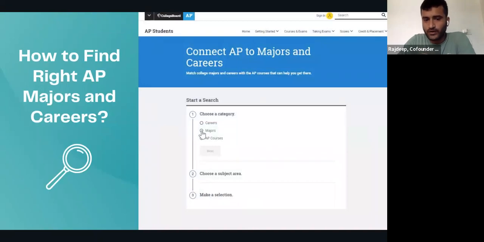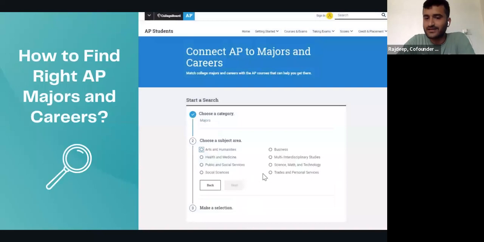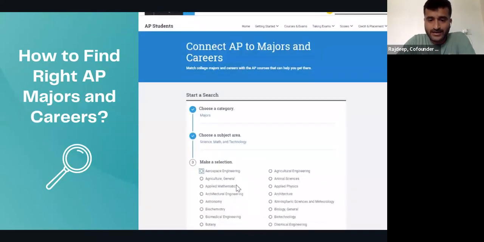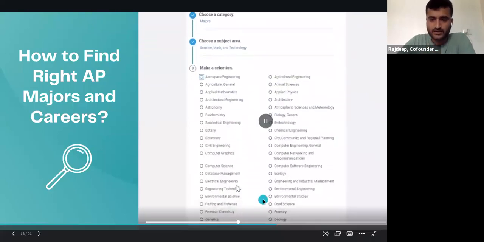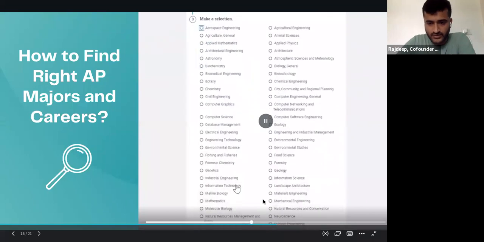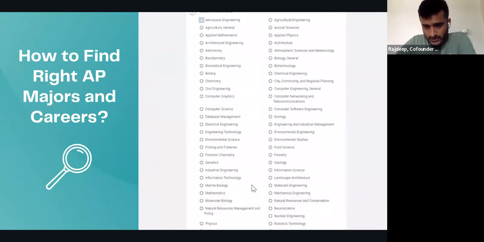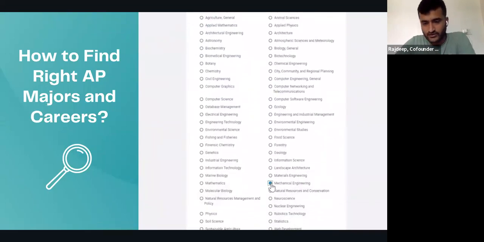There is this link, and we'll provide you this link. I can choose a category saying major. I can select a subject area, and let's select science, math, and technology for today. These are the different options. Let me select something, let's say mechanical engineering. Yeah, here it is, underneath the material, I have mechanical engineering.